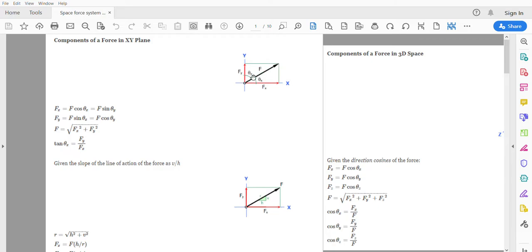is known. Now if this is the system which is given, theta y and theta x separately, you can simply say that Fx equal to F cos theta x and Fy equal to F cos theta y.